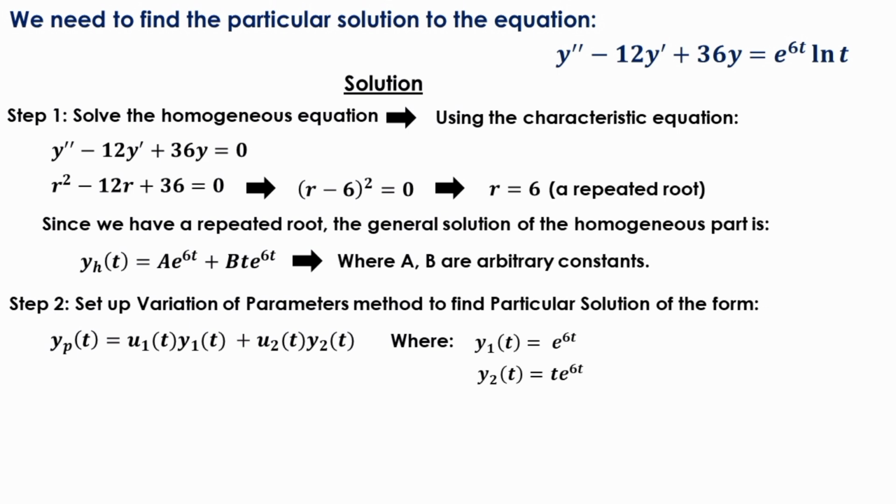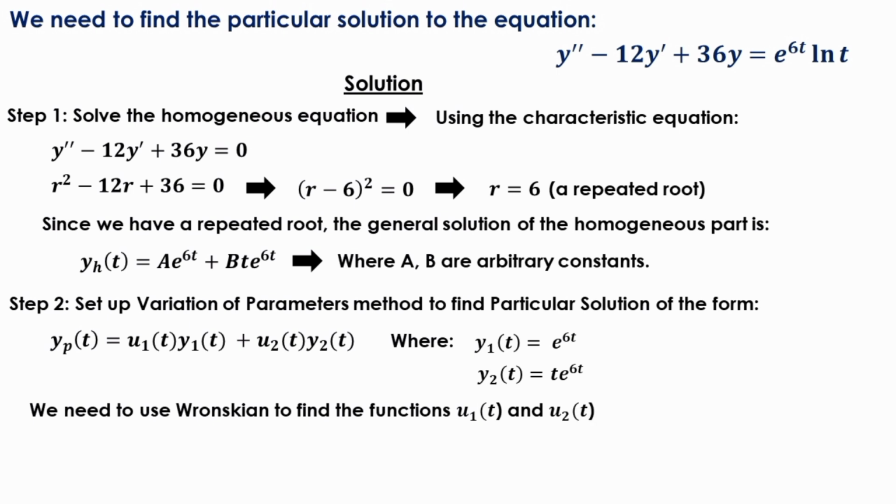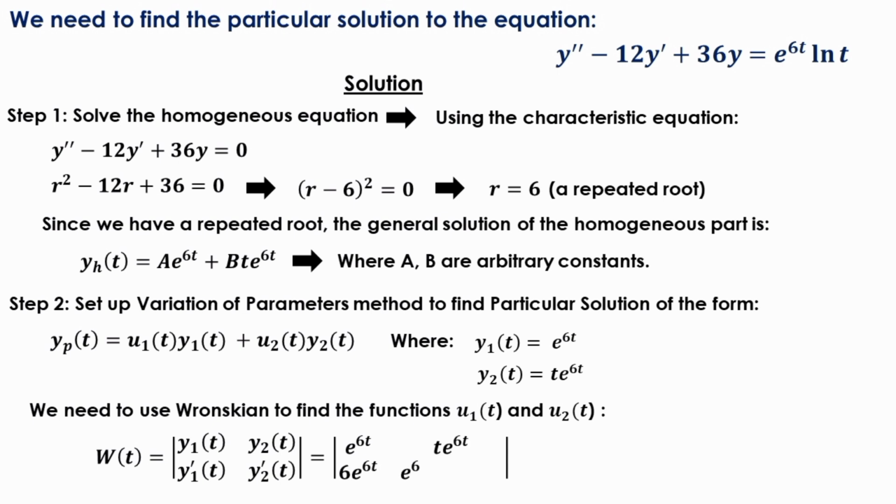Before we can solve u1 and u2, let's get our Wronskian. All we need to do is find the determinant of the matrix that consists of y1, y2, y1 prime, and y2 prime. We know y1 and y2 from the general solution, and y1 prime and y2 prime are the derivatives of y1 and y2 respectively.